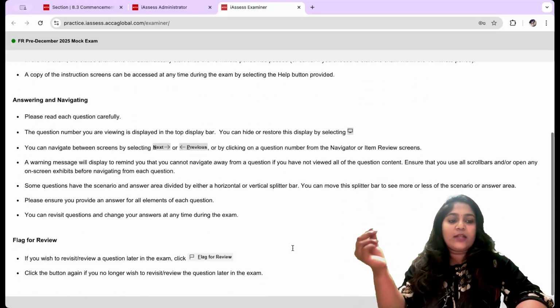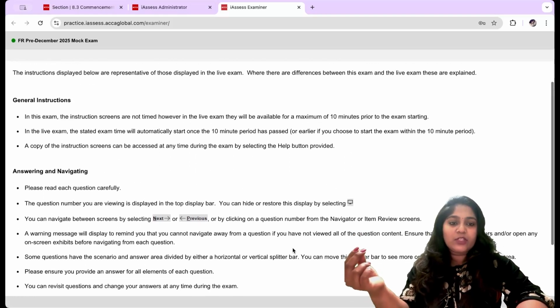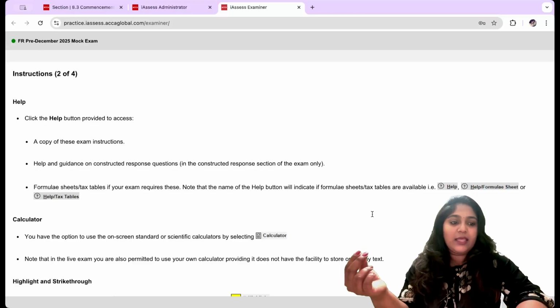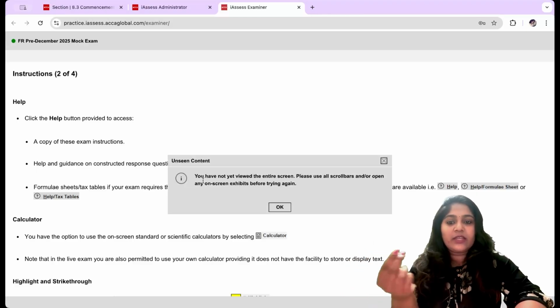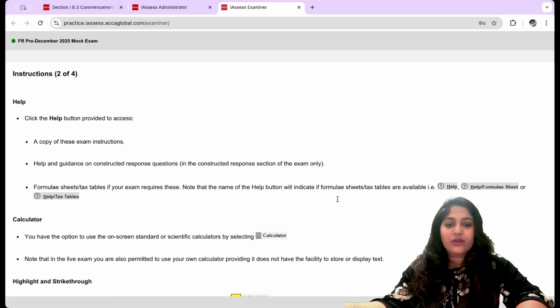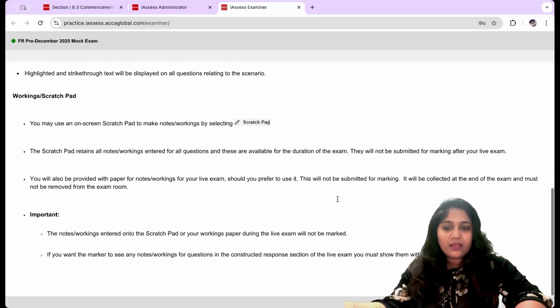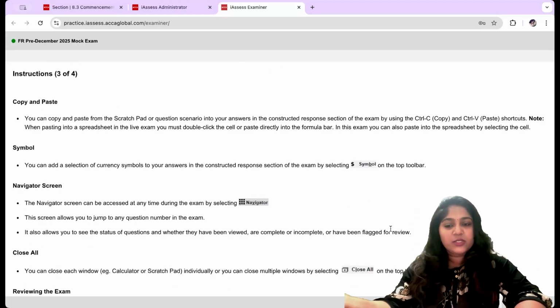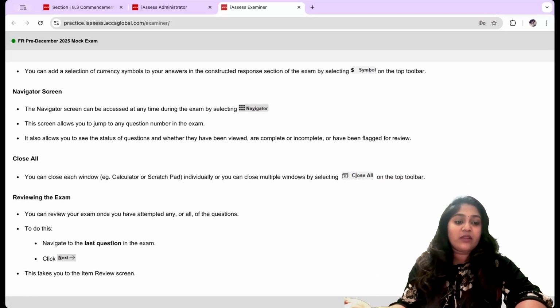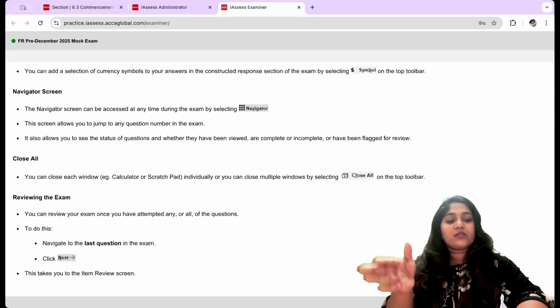For instructions 1 to 4, you just have to scroll down. Without scrolling up and down, you'll not be able to move to the next screen. If I directly select next screen, it says you have not yet viewed the entire screen. So you should first go through the entire screen, all the instructions. Please take a minute and read, if you're writing for the first time. If you've already written many other papers, maybe it is not for you.